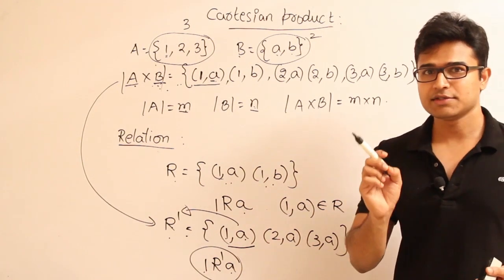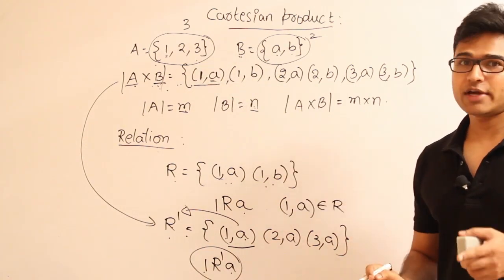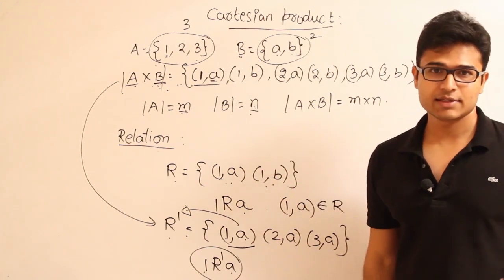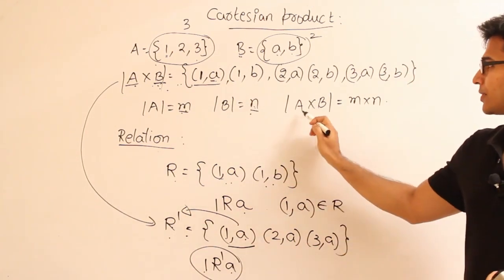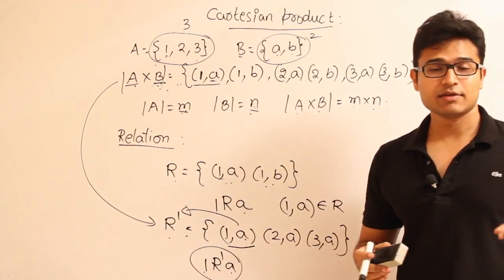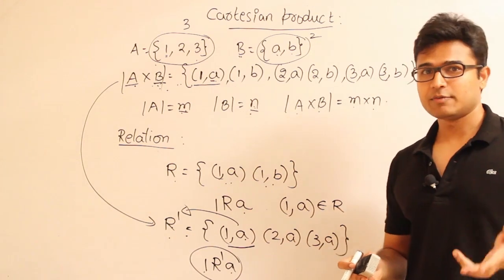Now if we just consider the possibility that A and B both are finite and contain m elements and n elements, then how many elements are going to be present in A cross B? It is going to be m into n. It means that the cardinality of the Cartesian product is m into n.